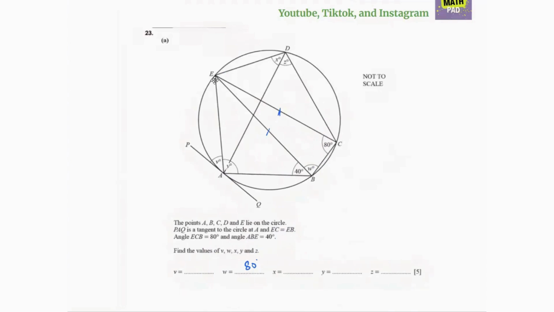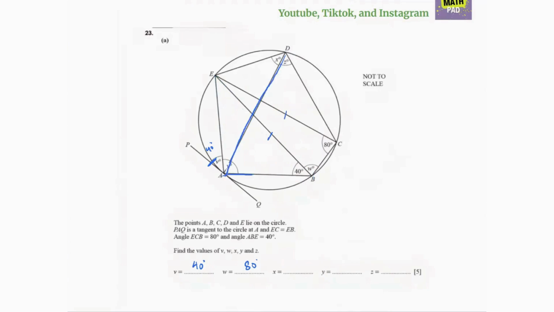So as I told you in alternate segment theorem, you need to have a triangle inscribed in the circle and the vertices need to touch the circumference. So E is at the circumference, A is at the circumference, B is at the circumference as well. So if this is 40, this is also going to be 40. So V is 40. And for W, I told you it's an isosceles triangle, so it's going to be 80. Now for X, Y, and Z.